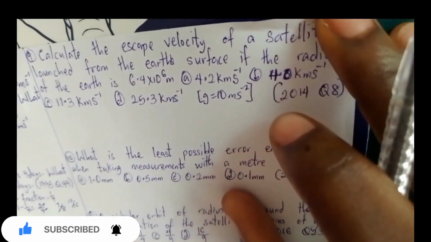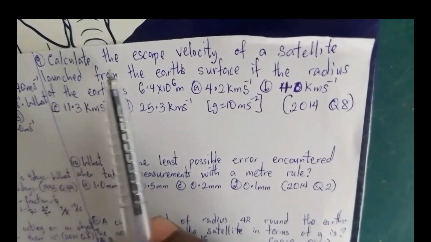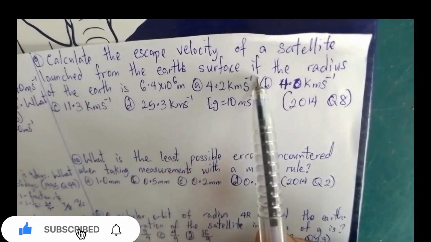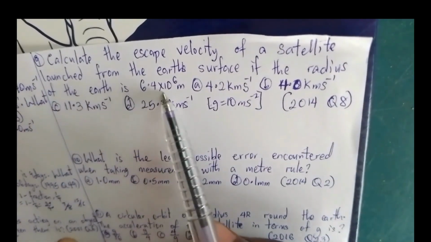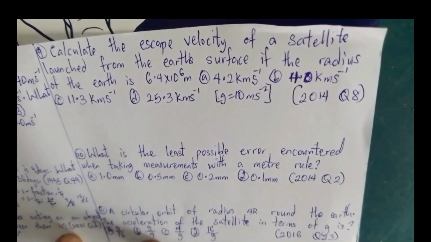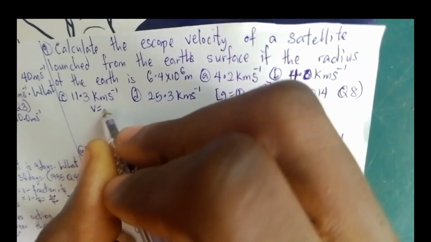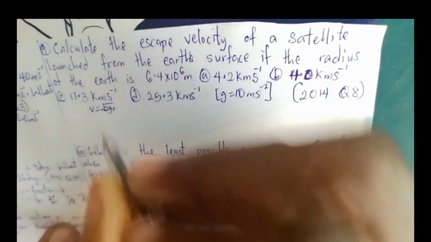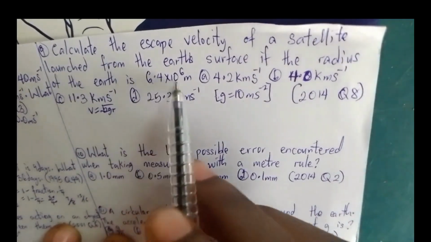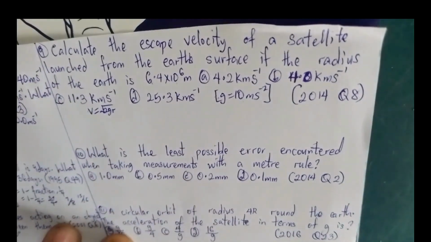So we are in question 9. The question says, calculate the escape velocity of a satellite launched from the Earth's surface if the radius of the Earth is 6.4 times 10 raised to the power 6 meters. Now, as a smart student, you don't need to write anything down before you pick your answer. But we all know that the formula is v equals the square root of 2gR. If you substitute all these parameters, our radius 6.4 times 10 raised to the power 6 and our g 10 meter per second square, you are going to get the same answer.